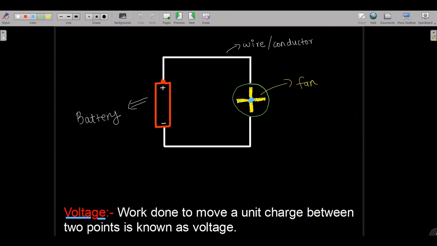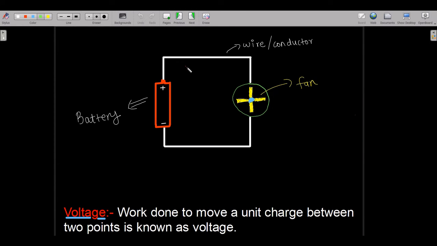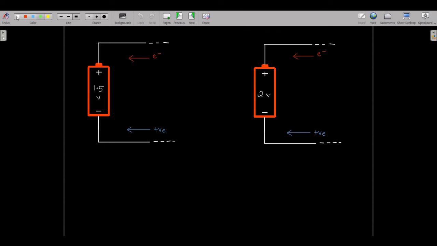Now you have understood the concept, that we are able to relate this setup with this circuit diagram, but we still don't understand what exactly voltage is. Not an issue, now we will try to understand it. Let's assume that this is a battery and it has point A. I'm considering this as point A and this as point B.